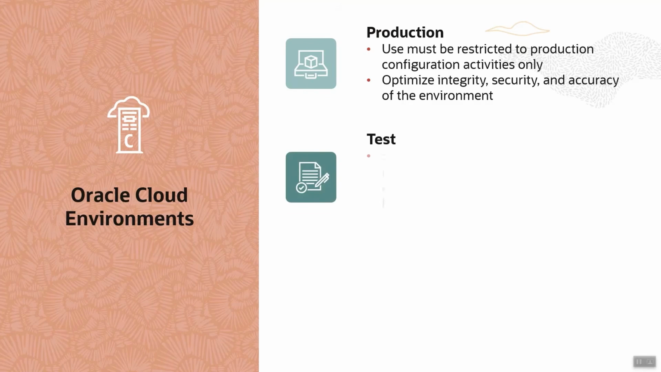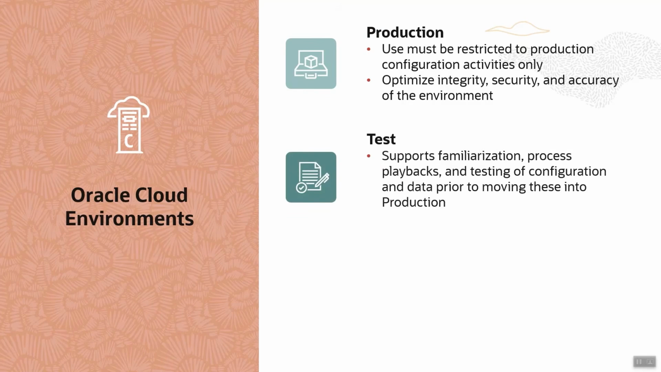The test environment supports all non-production related activities for managing the implementation life cycle. This includes familiarization and process playbacks, development, validation of configuration, testing of extensions, pre-upgrade validations. Typically, content does not migrate selectively from the production to the test environment. Instead, you refresh the entire test environment with a copy of the production environment using the P2T content migration process.